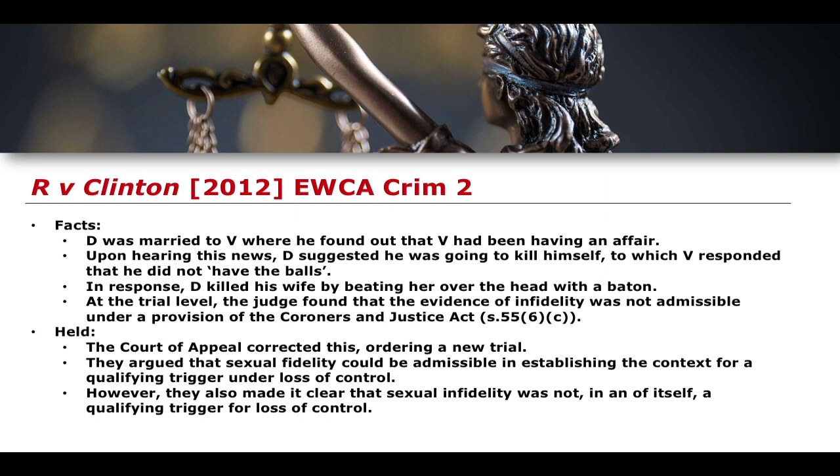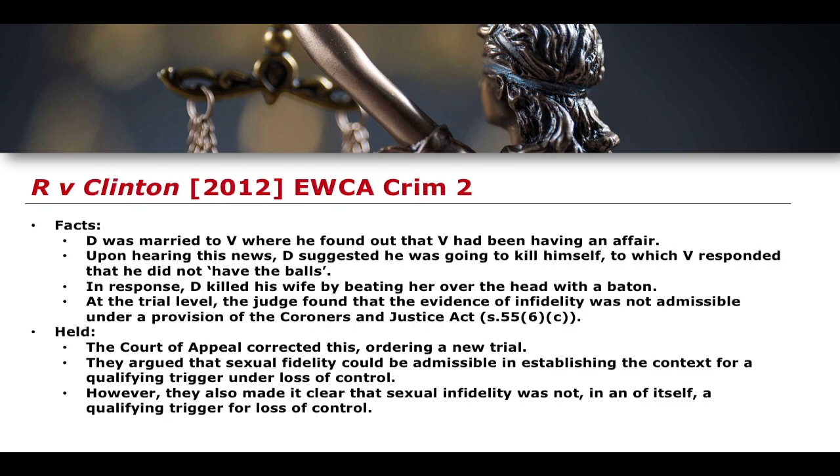See, what the trial judge had done is essentially come to the conclusion that infidelity was not a qualifying trigger for loss of control, which is true, and which the Court of Appeal agreed with. But in coming to that conclusion, they then said that any evidence whatsoever relating to this sexual infidelity was inadmissible, and so therefore could not be heard by the jury. But what the Court of Appeal said was, while the trial judge is correct that in and of itself sexual infidelity cannot be the qualifying trigger, it could still be admissible for establishing the context for what could be a qualifying trigger. So it might not be a qualifying trigger in and of itself, but it might contribute to the establishment of a qualifying trigger.